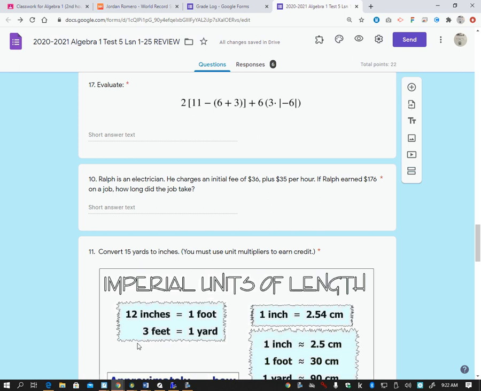Back to order of operations. Let's make sure we're being respectful.